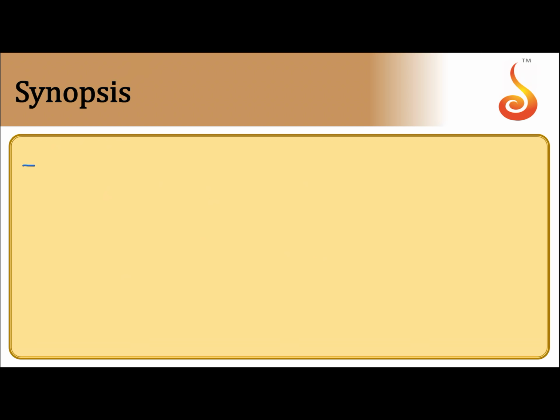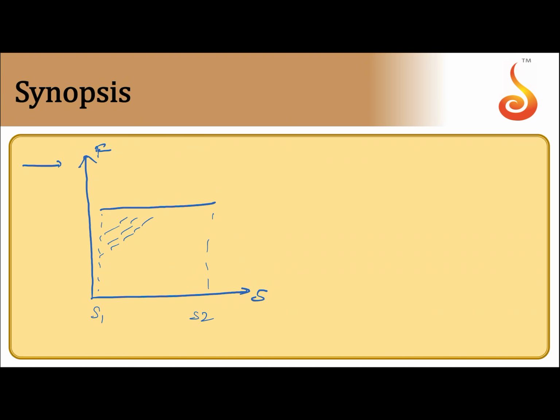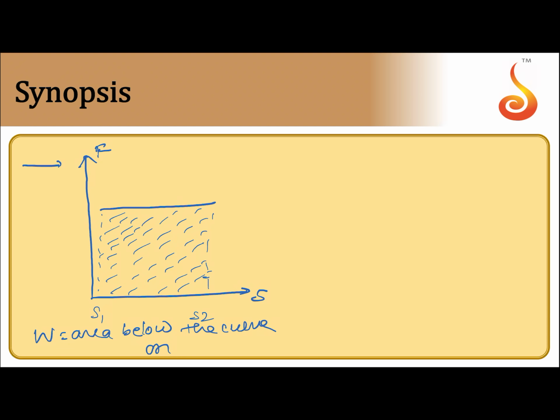This can also be calculated graphically like this. To calculate it graphically, we draw a graph of force versus displacement. For example, this is force and this is displacement. And if the force is constant and the displacement is from S1 to S2, then the area below the curve. So we calculate this area and the area below the curve gives us the work done. So work done is equal to area below the curve. And of course, this is on displacement axis.